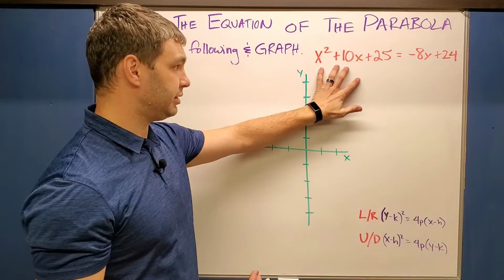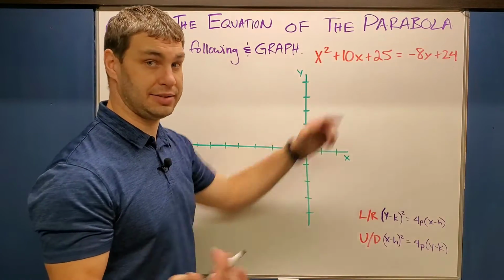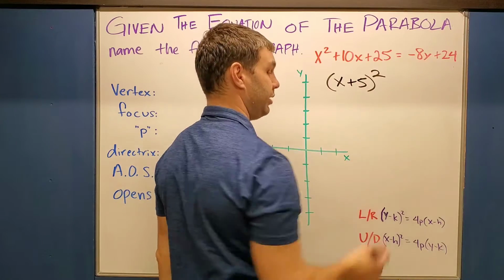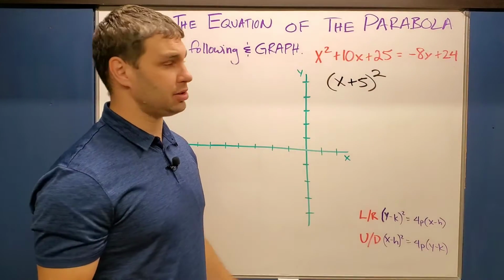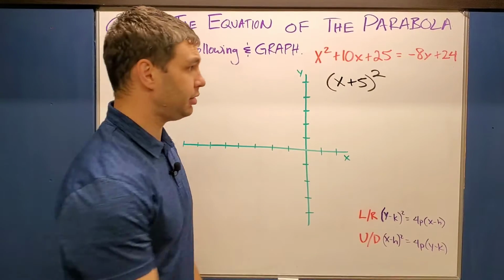In this case, this is a pretty easy one because x, 10, and the 25 all line up nicely to write this as the quantity x plus 5 quantity squared. If you forgot how to complete the square, I'll put a video up here for you. Otherwise, that's what that side will look like.